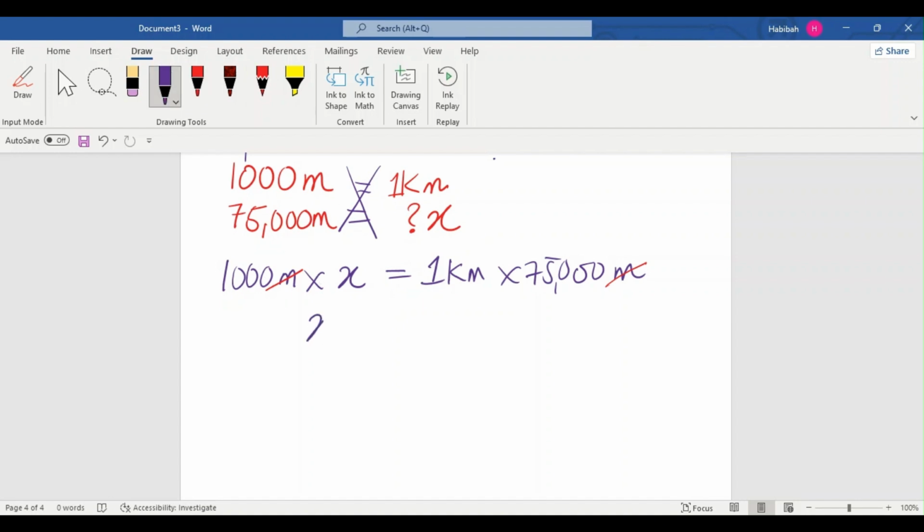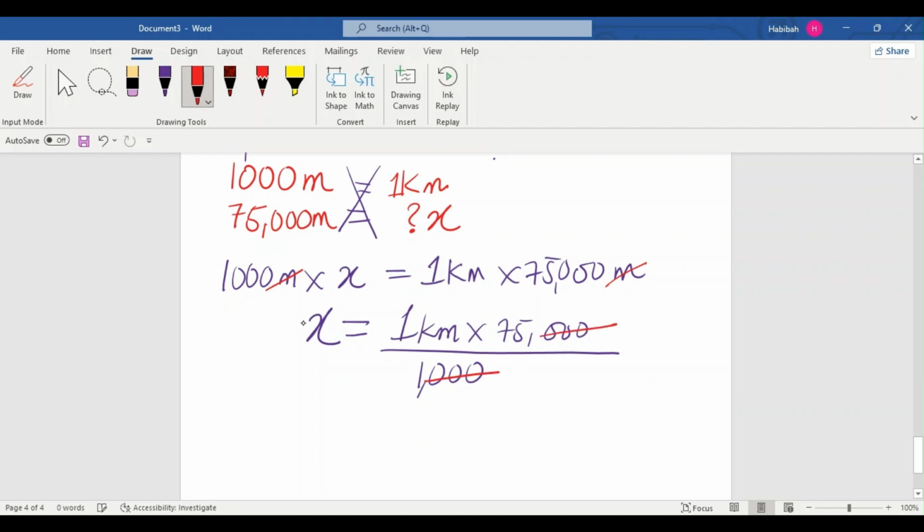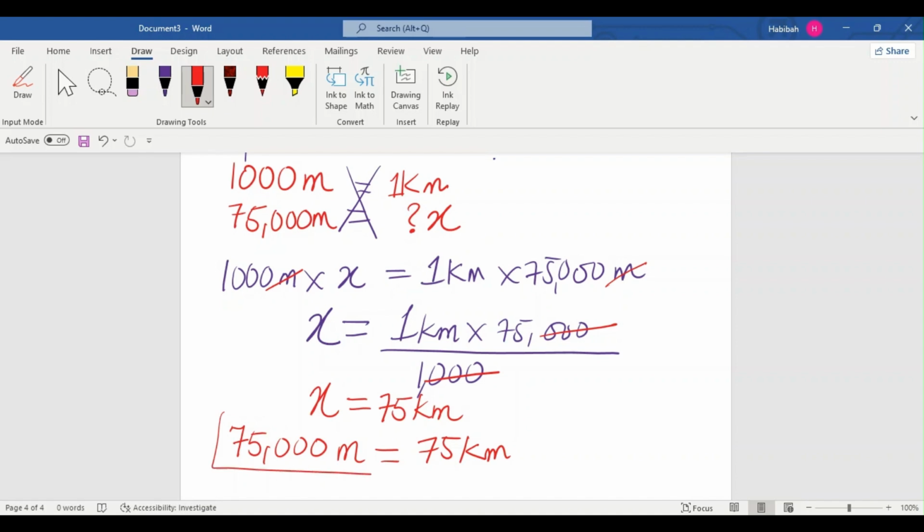Now we solve for just x. So x is 1 kilometer times 75,000, all of that divided by 1,000. When you do that, we cancel out the zeros, so x equals 75 kilometers. What this is saying is that 75,000 meters is equivalent to 75 kilometers. So we have the first part of the information correct.